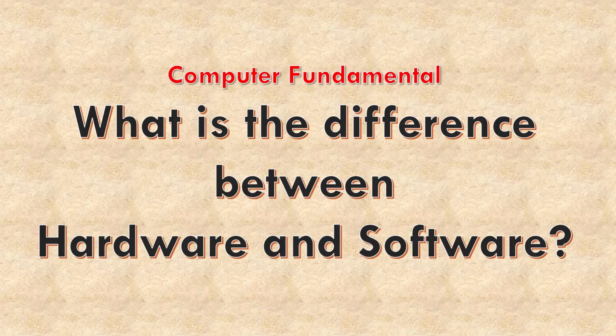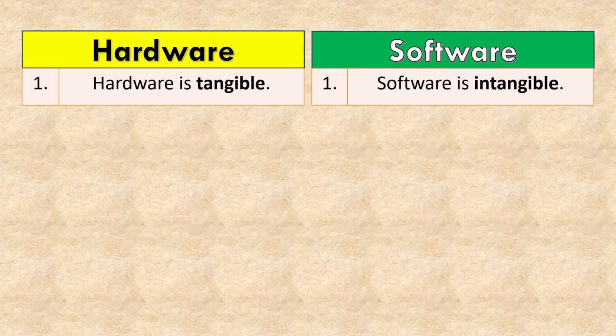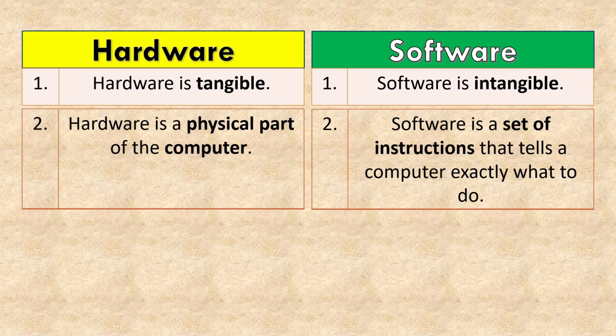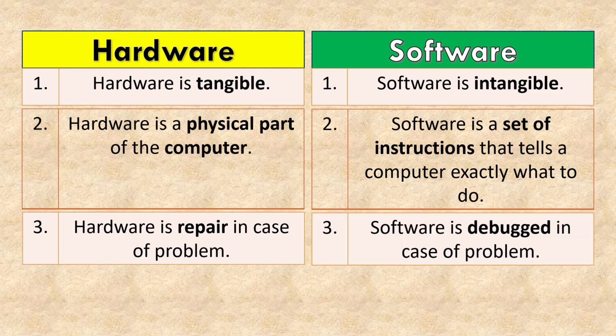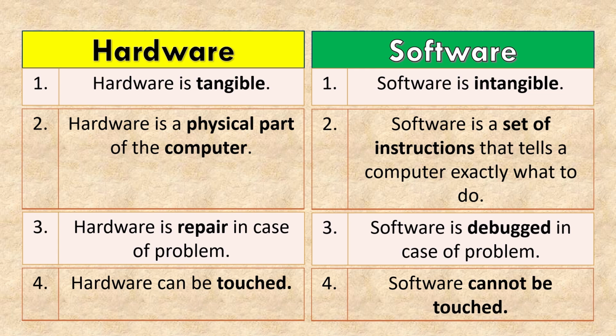Fifth, what is the difference between hardware and software? Hardware is tangible. Software is intangible. Hardware is a physical part of the computer. Software is a set of instructions that tells a computer exactly what to do. Hardware is repaired in case of problem. Software is debugged in case of problem. Hardware can be touched. Software cannot be touched.